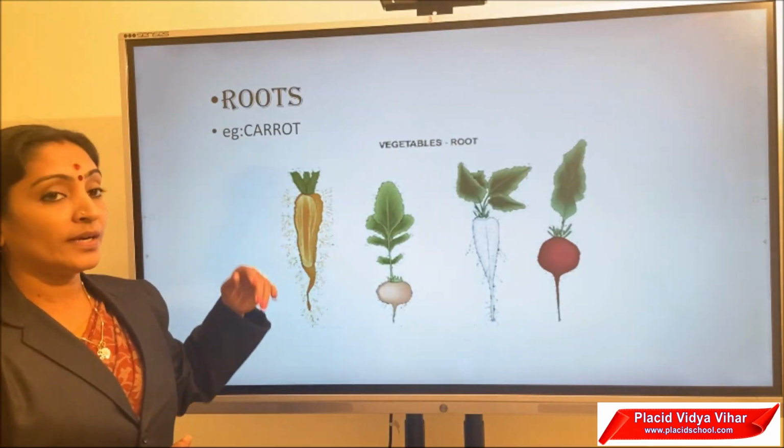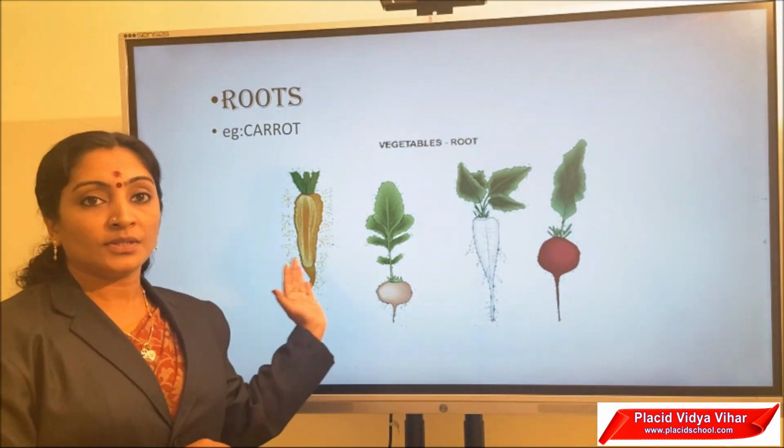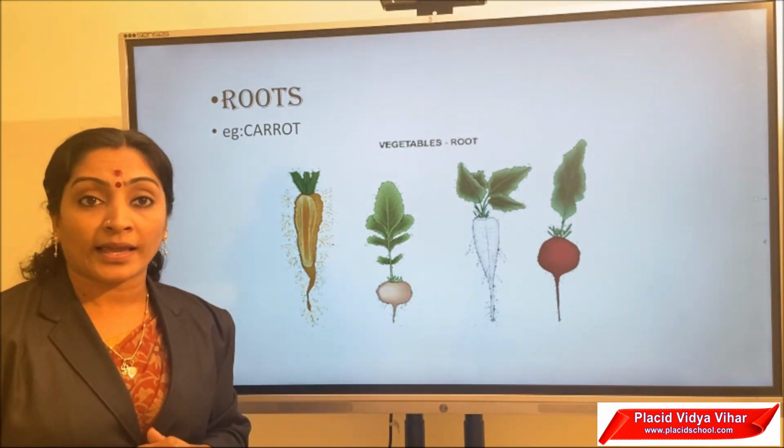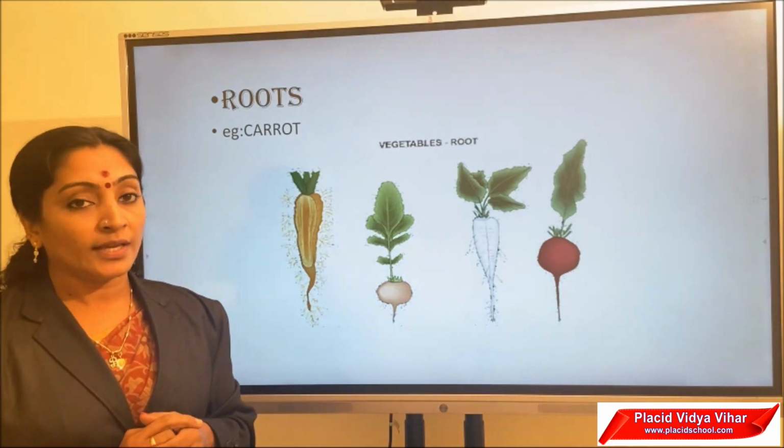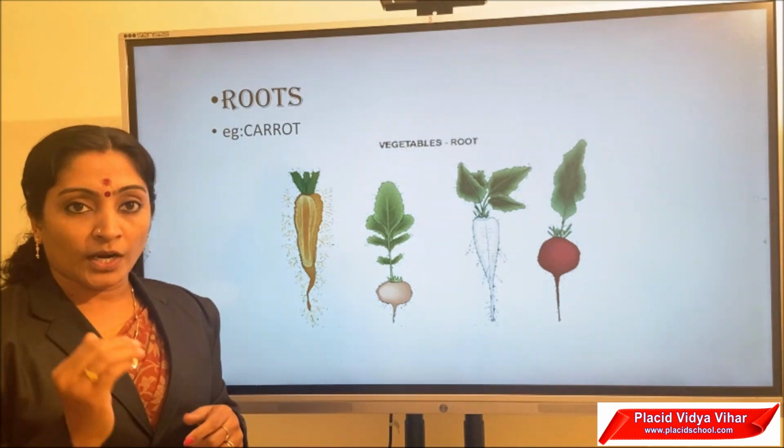Okay, so next one, roots. We know that all these are roots, for example, carrot, beetroot, radish, etc. If we want to produce a new set of plants, we have to use the root of this plant. Okay, so that is the second one.